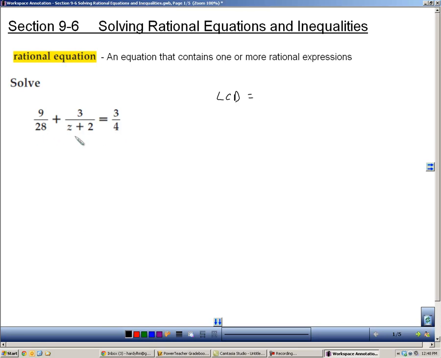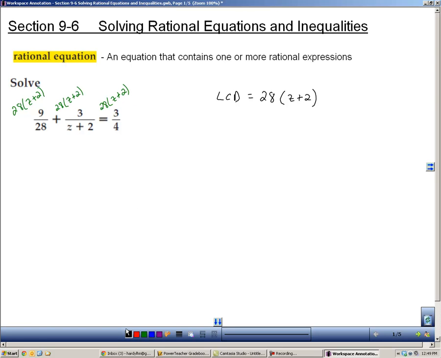The common denominator here is 28, because 28 is a factor here, and 4 goes into 28, and then also z plus 2. So that's my common denominator. Now, instead of creating those denominators in all three of these fractions, because I have an equation, I can keep my scales balanced if I multiply the left and the right by the same thing. So what I'm going to do is take my common denominator, 28 times z plus 2, and multiply it by every term.